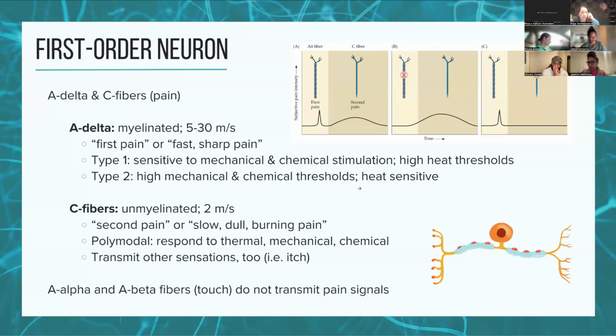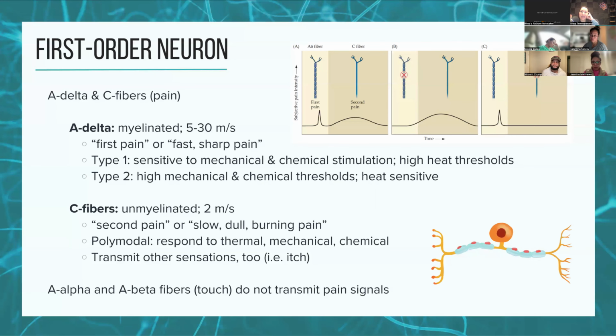The other types of fibers do not transmit pain signals. The A alpha fibers are typically your motor neurons. Your A beta fibers are usually your touch and pressure fibers. Even though they don't transmit pain, they are a part of the pain pathway indirectly, and we're going to talk about that in a little bit.